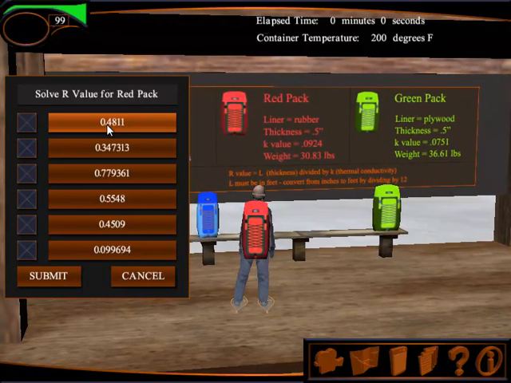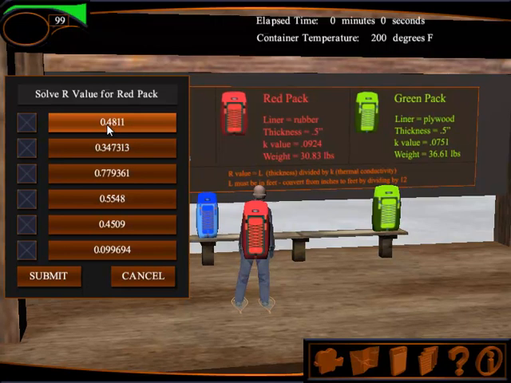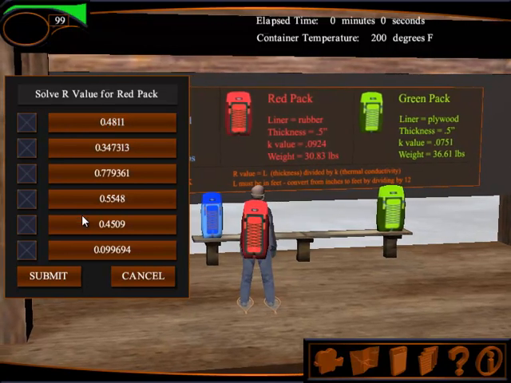First of all, I need to know what's the R value. So to do that, I should solve them. So I'll get out my calculator and a piece of paper and a pencil, and sit down and solve the R value for each of these packs, and then enter these in.